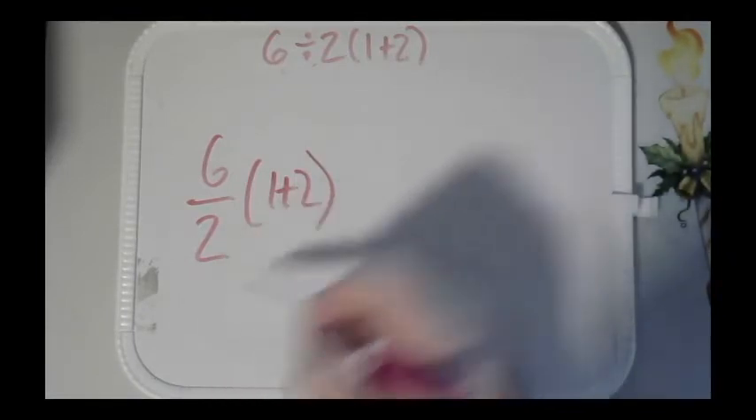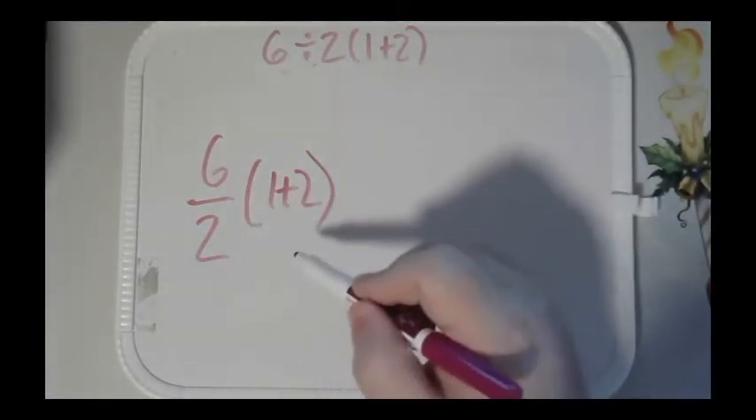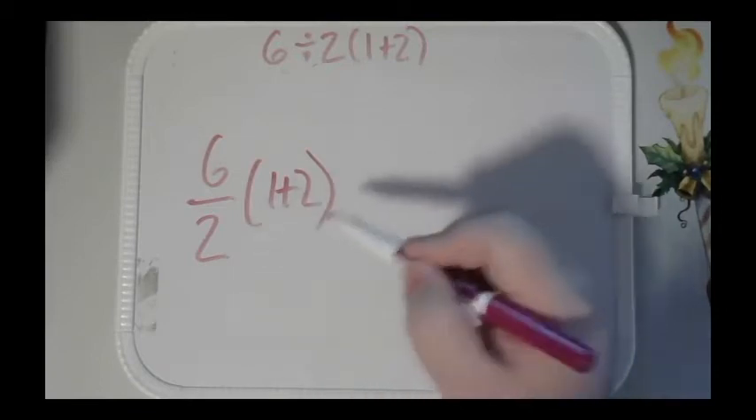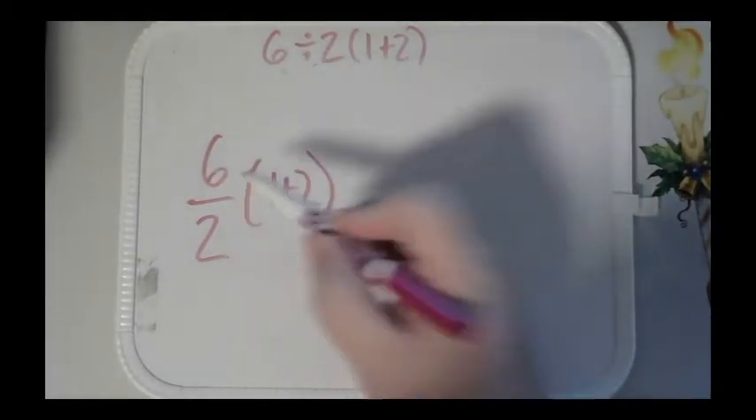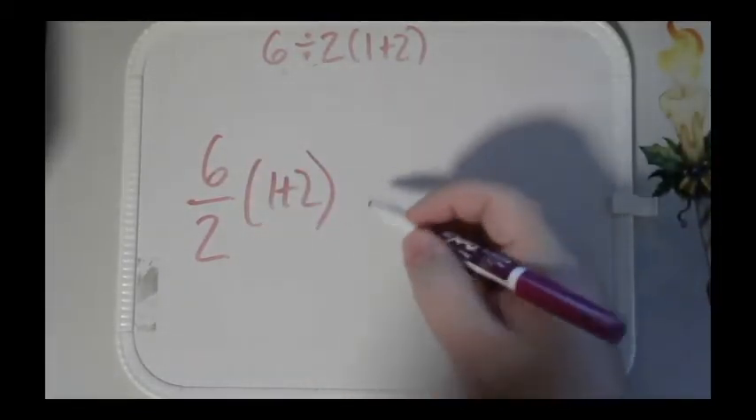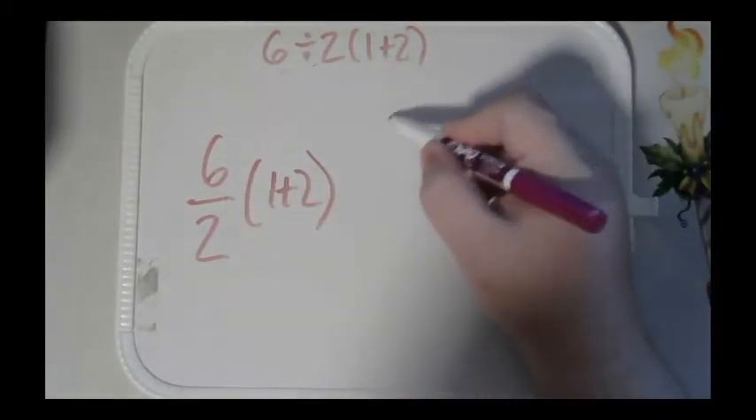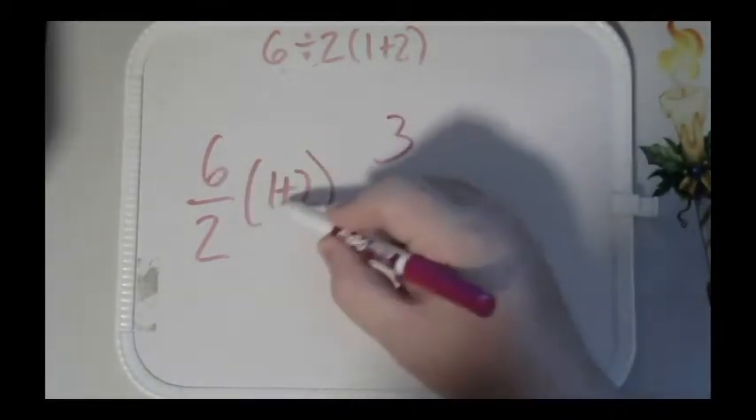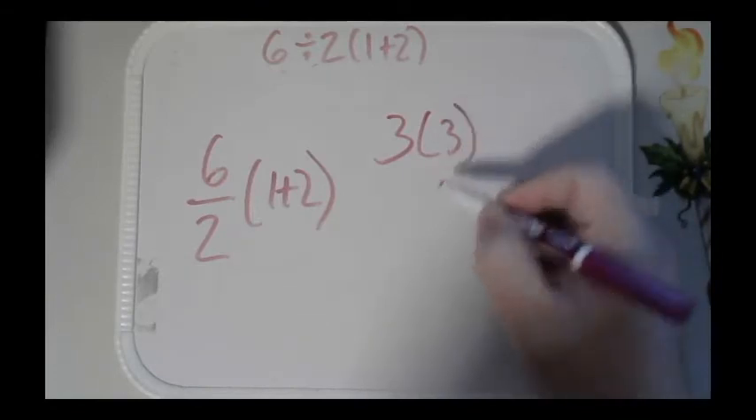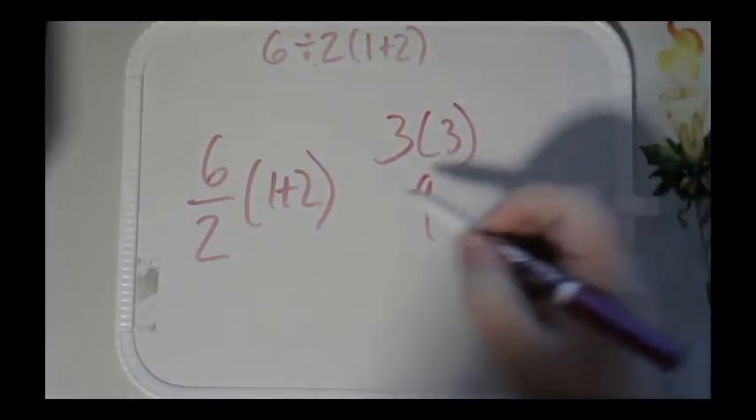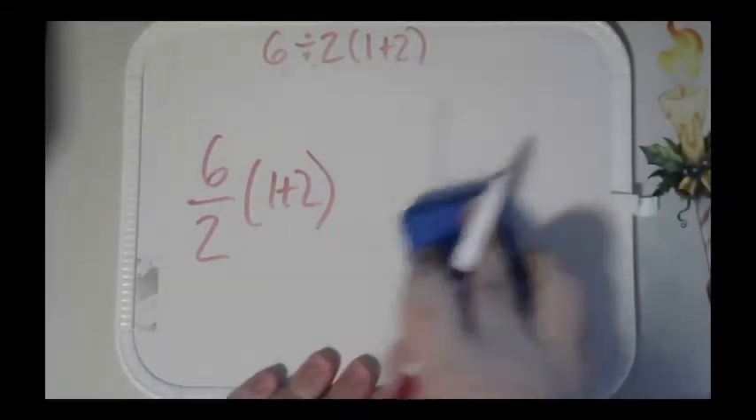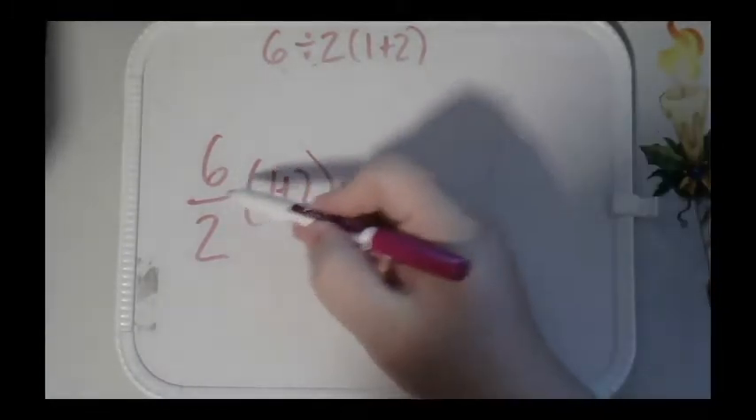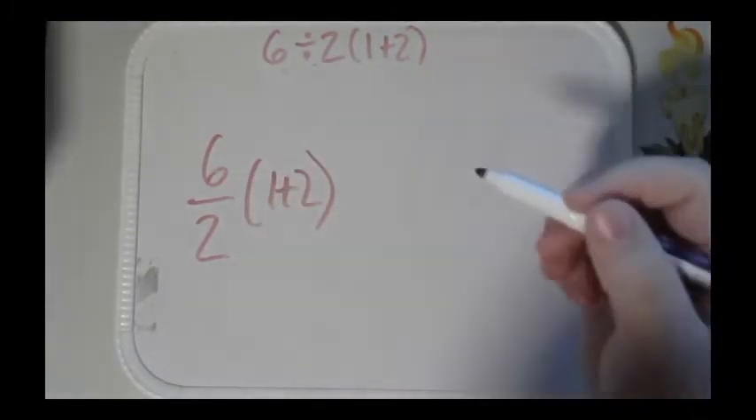Now, no matter what you do, no matter what version of PEMDAS or BODMAS or whatever you've learned, if you're doing your math correctly, you will always get the same answer. In this case, let's go 6 divided by 2 is 3. 1 plus 2 is 3. You will get 9. If you try solving it a different way, then you will get the same answer.